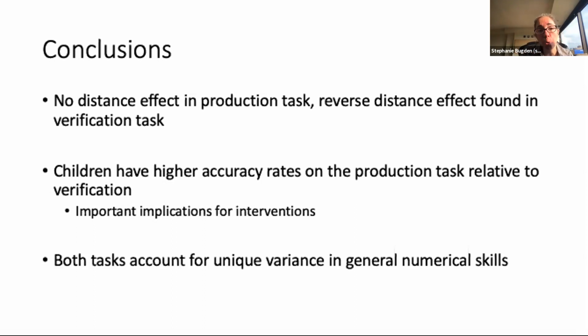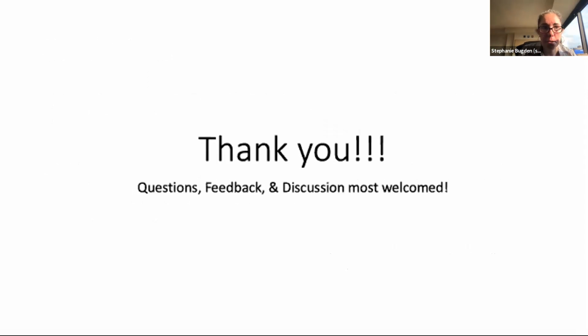But interestingly, performance on both tasks accounts for unique variance in general numerical skills. So these have important implications for interventions in terms of focusing potentially on the magnitude associations in order to build the symbol associations, and also important implications for identifying kids that might be at risk for developing math disabilities. And that's it.